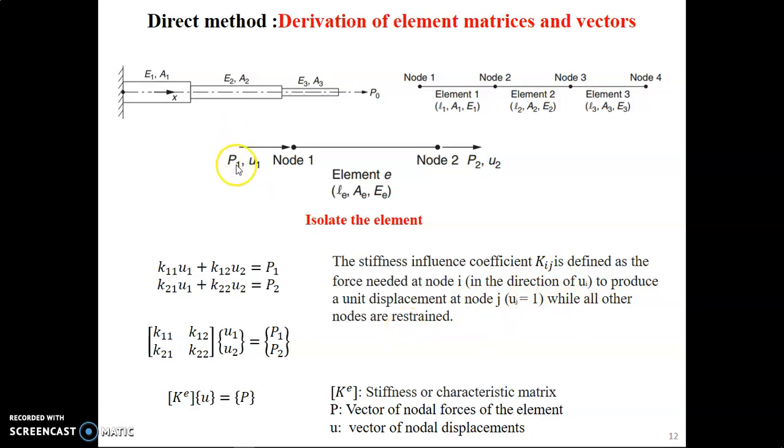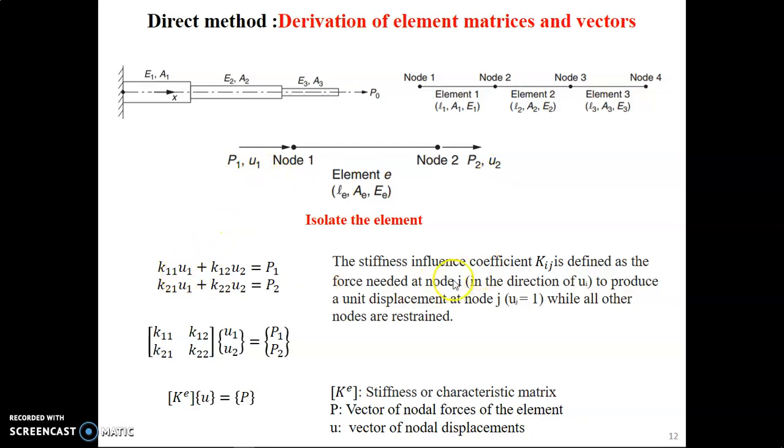So now the force P1 that will be acting at node 1 will be contributing towards the displacement U1 at node 1 and U2 at node 2. Similarly, the force P2 that will be acting on node 2 will also be contributing to the displacement U1 at node 1 and U2 at node 2.